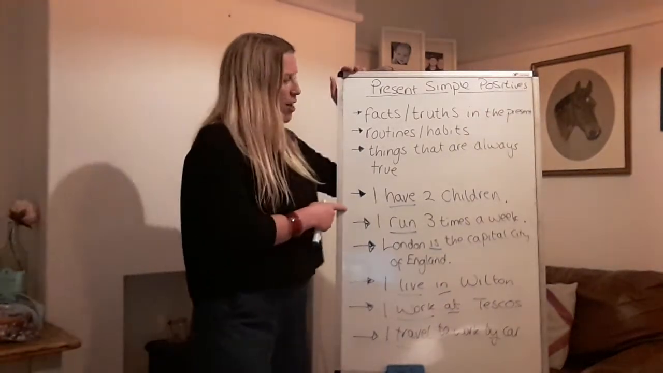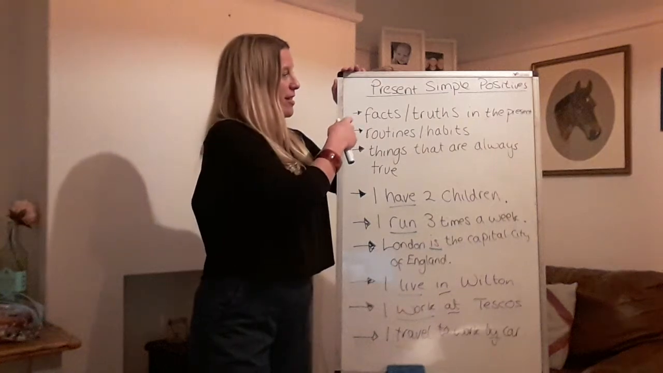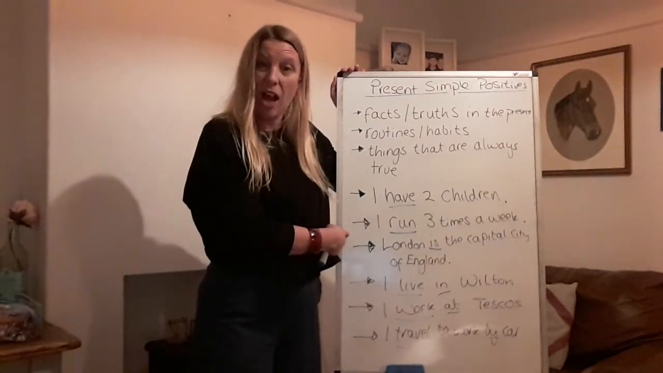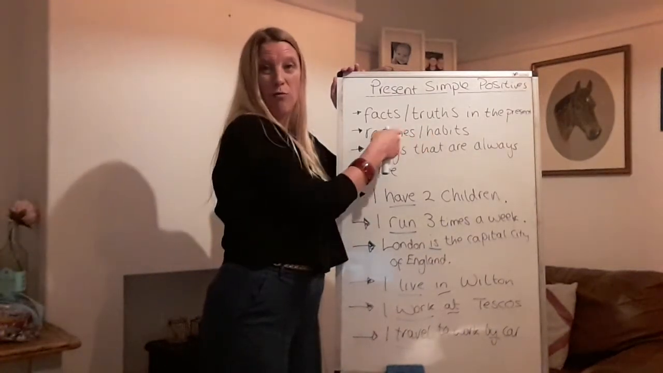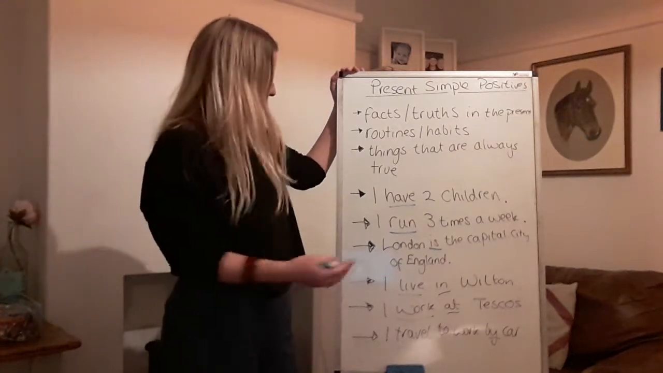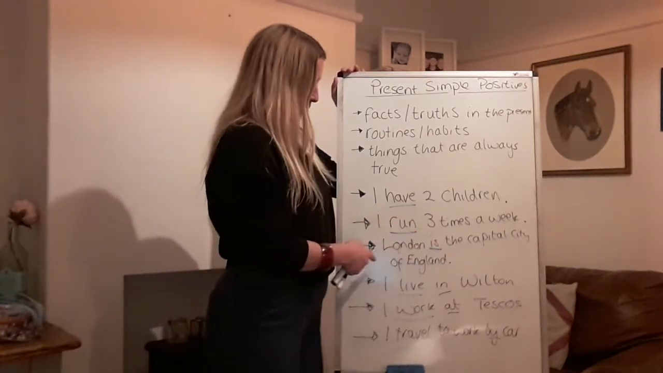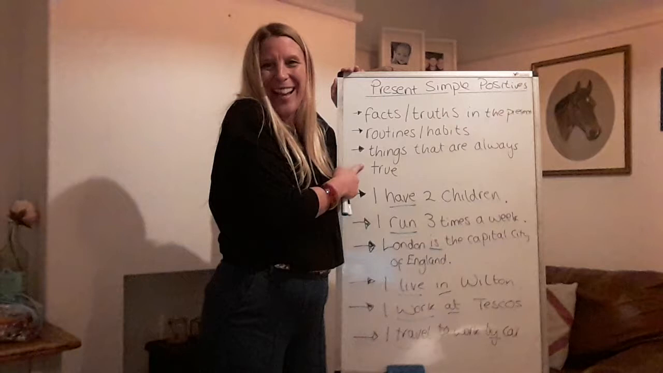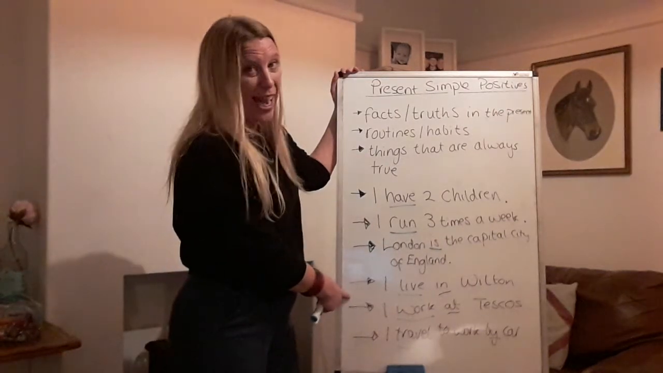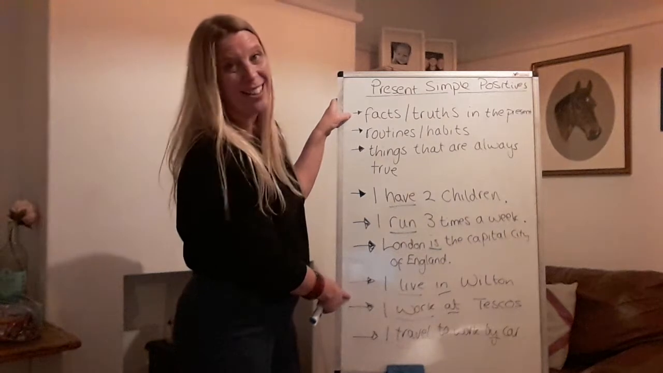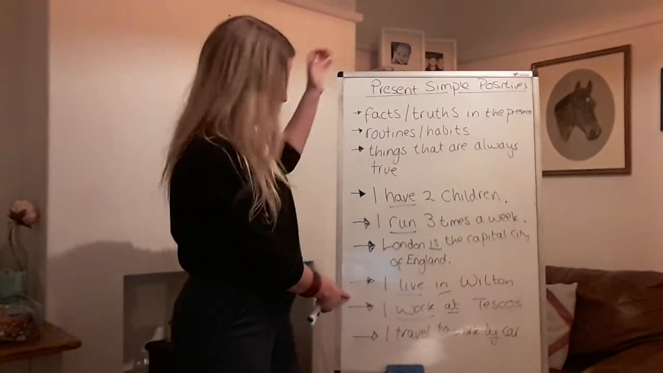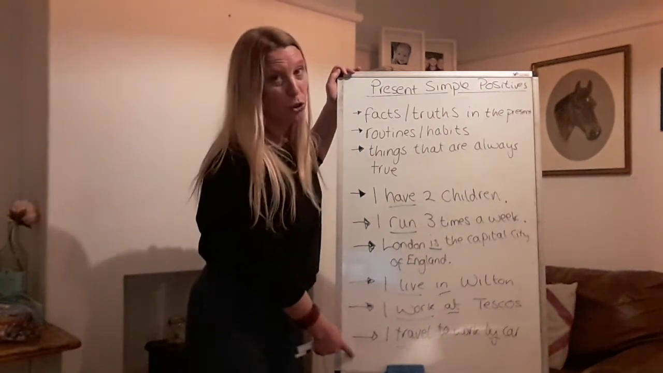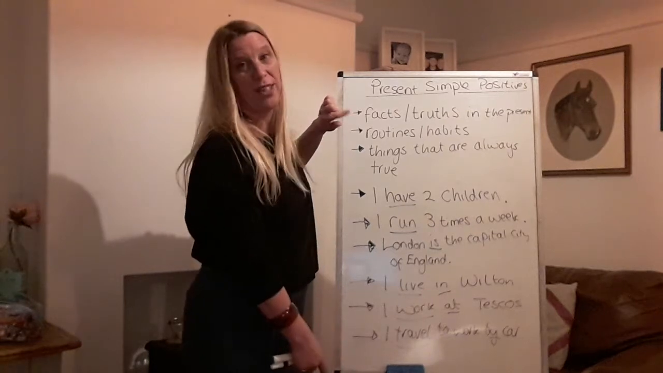So, for example, I have 2 children. This is a fact in the present. This is true now. I run 3 times a week. This is a habit, a routine, something I do. London is the capital city of England. Things that are always true. London will always be the capital city of England. I live in Wilton. I work at Tesco's. I travel to work by car. Facts, truths in the present.